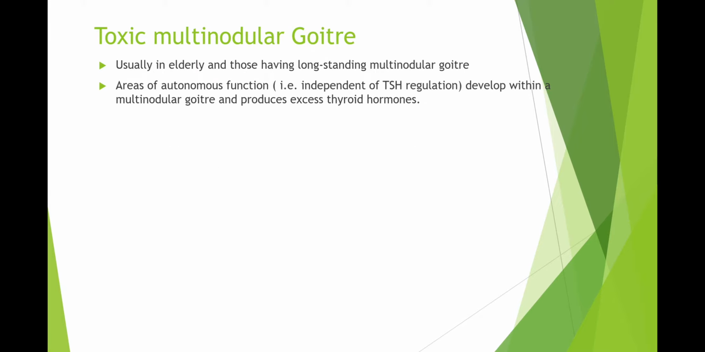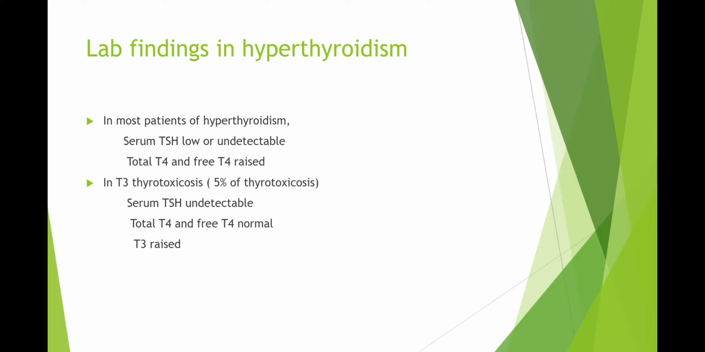Other is toxic multinodular goiter. It occurs usually in the elderly and those having long-standing multinodular goiter. The areas of autonomous function, that is independent of TSH regulation, develop within a multinodular goiter and produce excess thyroid hormones. The lab findings encountered in hyperthyroidism.